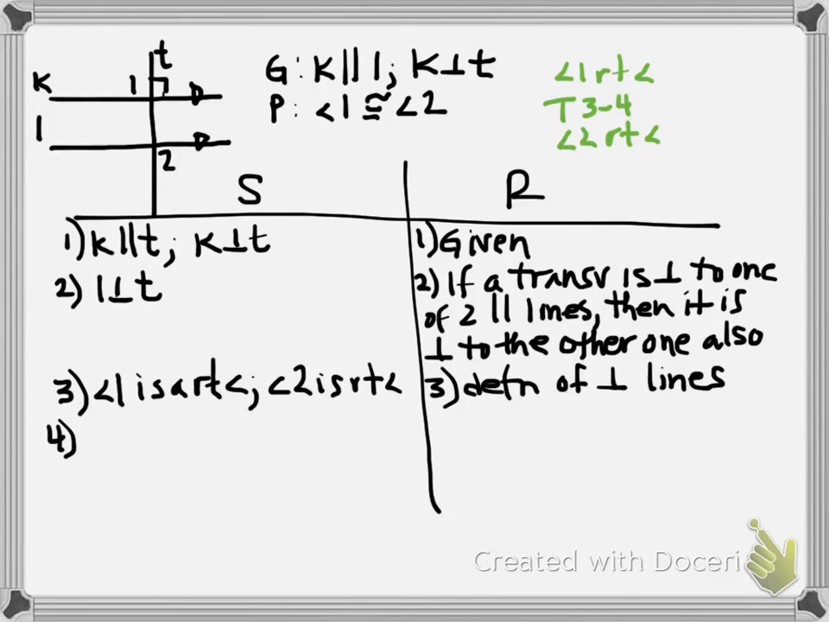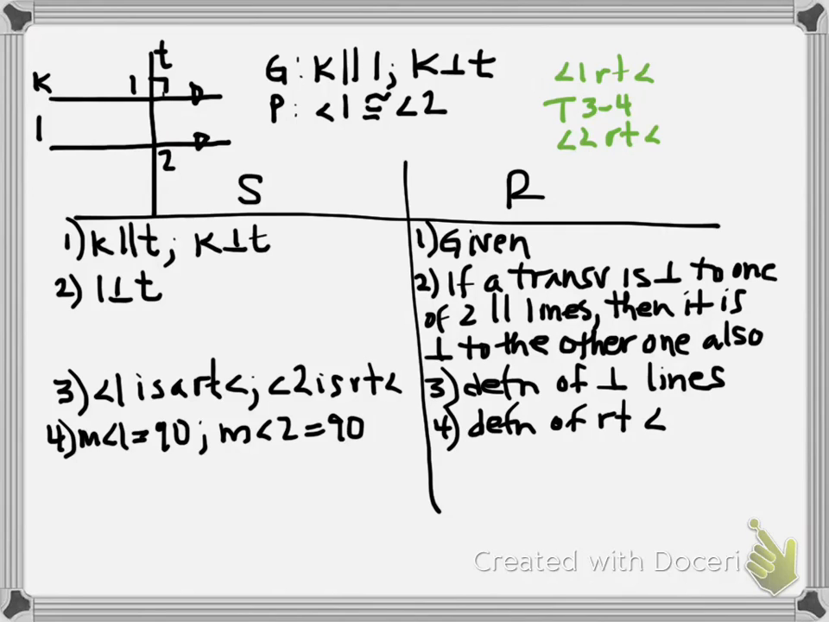We have to prove it. So we're going to say the measure of angle 1 equals 90 degrees, colon, measure of angle 2 equals 90 degrees. And so what we've got here is two angles whose measures equal 90, because we know the definition of a right angle. So we're always looking back at our statement, because often something in that statement becomes the reason that we can write the second statement.